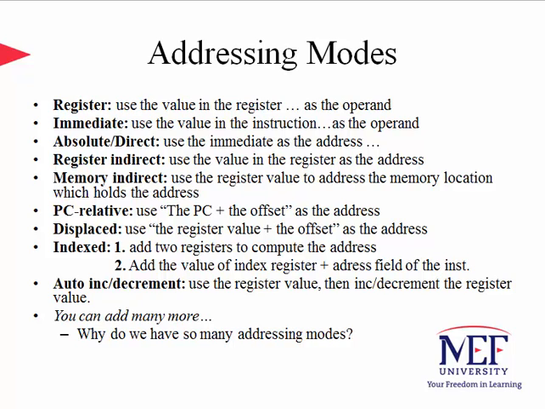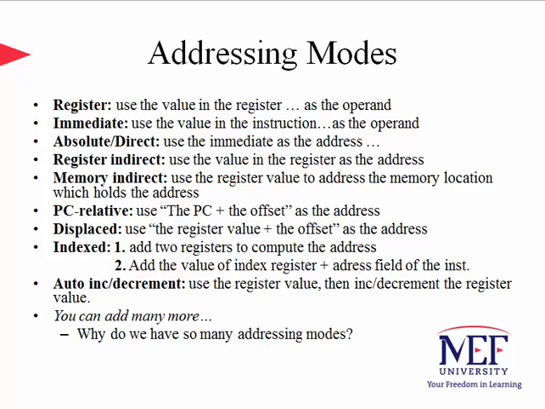There is also PC relative mode, which means that the PC value gets added with an offset, which usually is specified by the immediate field of the ISA, and the sum of the two determines the address. There's also displaced and indexed. They're kind of similar to each other. The displaced uses the register value plus the offset as the address.